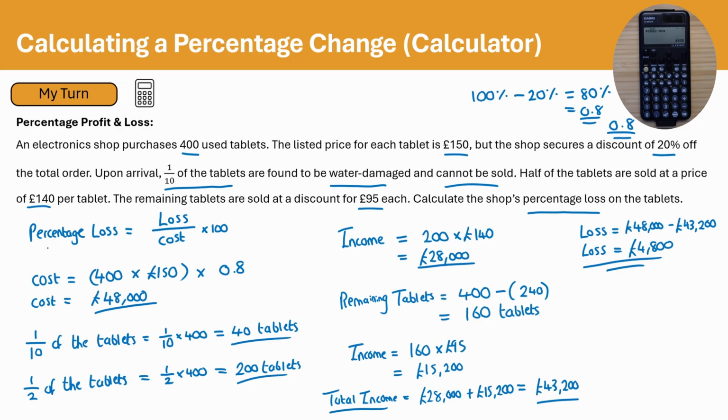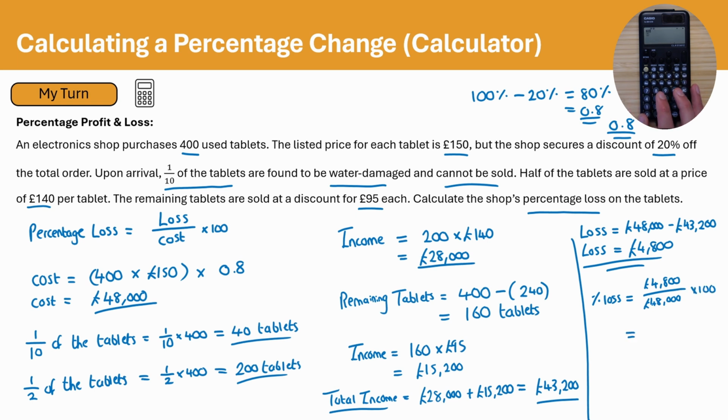Last thing to do is to now work out our percentage loss. So I'm running out of room. Let's just siphon that off. So the percentage loss is the loss of £4,800 over the cost, which we said was £48,000, multiplied by 100. Go in our calculator and type this in.